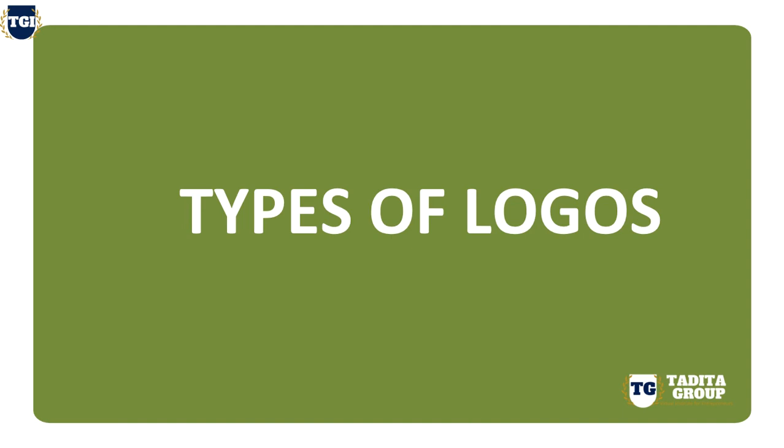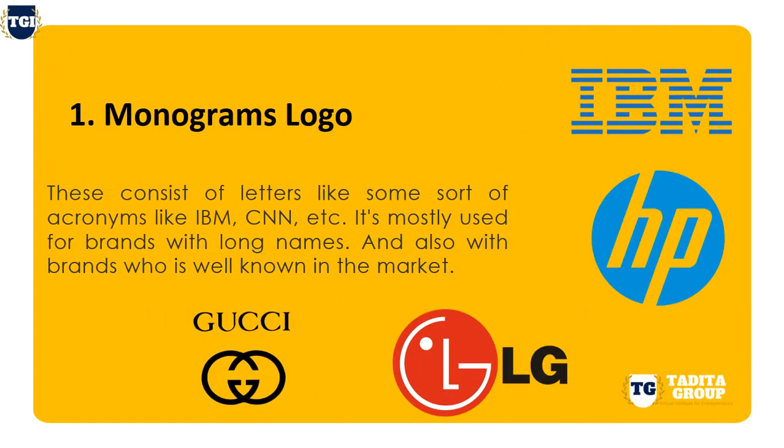All right, now let's get to the first, which is the Monogram Logo. This is one of the simplest kinds of logo you can design. This type of logo consists of letters, like acronyms such as IBM, CNN, etc. It is mostly used for brands with long names and brands that are well known in the market. For brands that are really common in the market, sometimes they decide to abbreviate the name. For example, we have IBM, HP, LG, and Gucci.